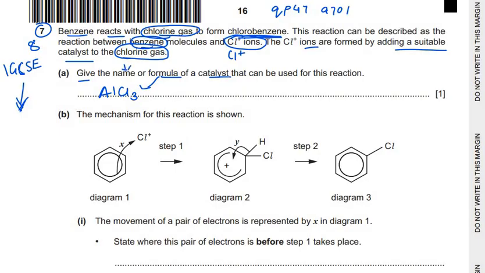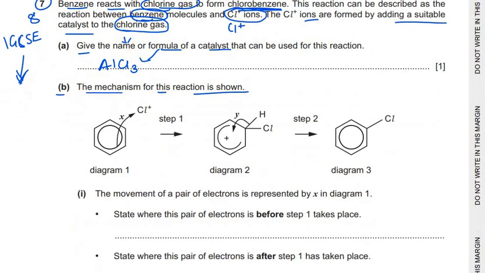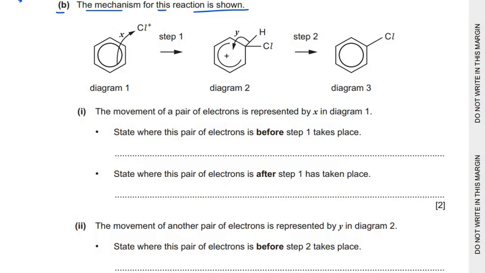In the B question, the mechanism of this reaction is shown here, where all three diagrams, that is three benzene ions or molecules, you can say, are used for forming the chlorobenzene from benzene. Now the first part of the B question is: the movement of a pair of electrons is represented by X in diagram 1. Here you can see diagram 1, where the movement of electrons is represented by X.